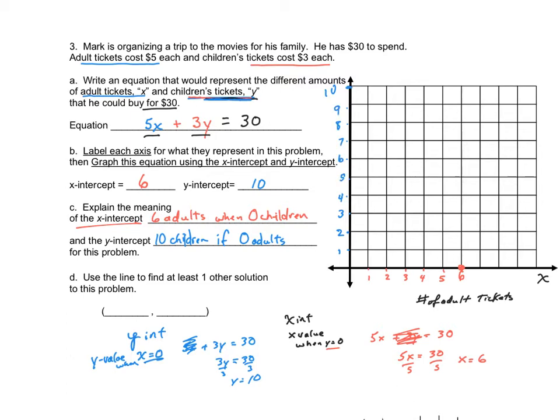Okay, so all I have to do to get the rest of my line is connect those 2 points. I don't have to do anything else. I don't have to solve for y. I don't have to know the slope. I just have to connect those 2 points with my line.